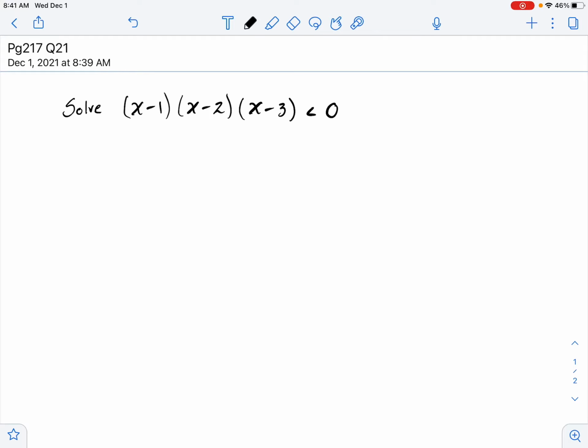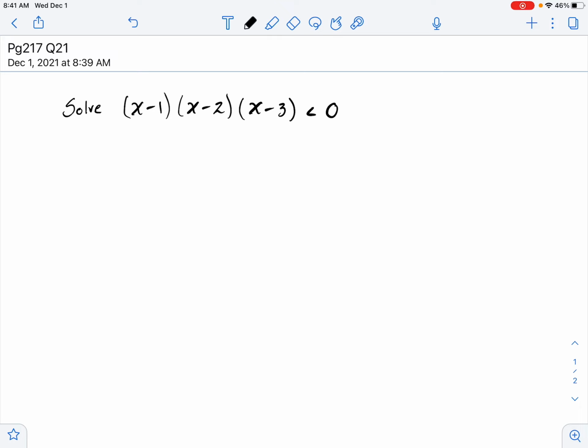Okay, in this problem, I'm going to solve this polynomial inequality, x minus 1 times x minus 2 times x minus 3 less than 0. I already have all my terms on one side, and the left-hand side has already been factorized.